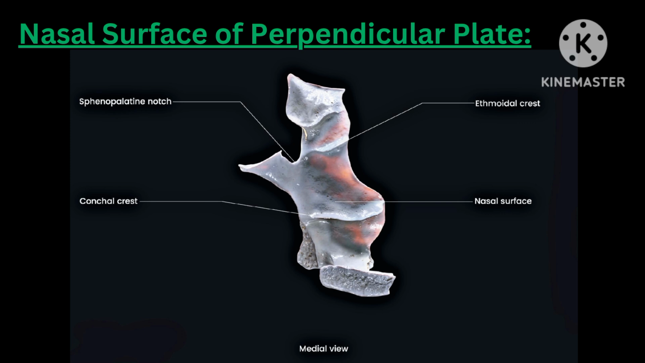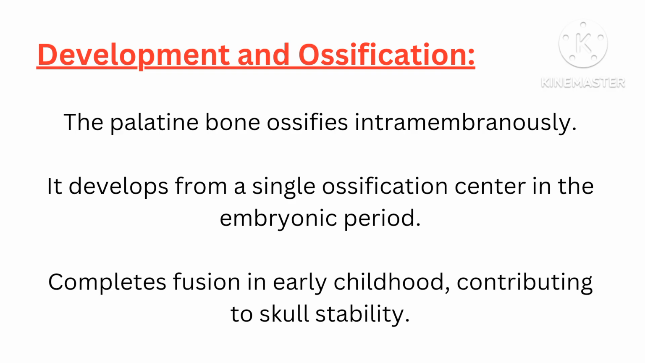The nasal surface contains two crests, which serve as attachment sites for the nasal conchae, turbinates. Ethmoidal crest or superior conchal crest. Located in the upper part of the nasal surface. Articulates with the middle nasal concha of the ethmoid bone. Helps form the middle nasal meatus, which is involved in nasal airflow regulation. Inferior conchal crest. Located in the lower part of the nasal surface. Articulates with the inferior nasal concha, a separate bone that helps warm and filter air. Forms the inferior nasal meatus, where the nasolacrimal duct opens.